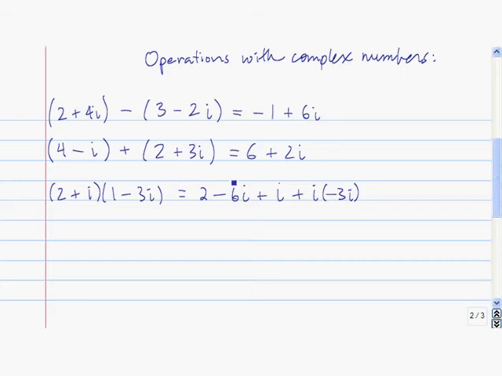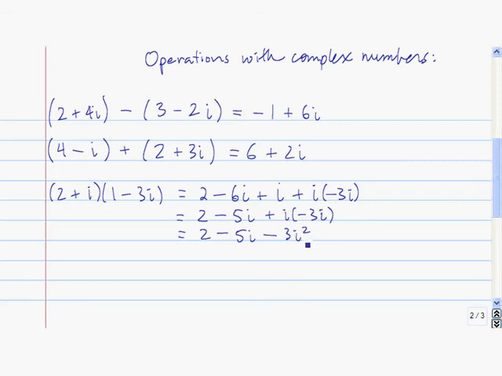Okay, so we can simplify this by starting off with combining the minus 6i plus the i. So that gives us negative 6 plus 1 is negative 5, so negative 5i plus i times negative 3i. Okay, i times negative 3i is just, we kind of multiply this i here by this i here, so we multiply like parts. So this is 2 minus 5i minus 3 times i squared.